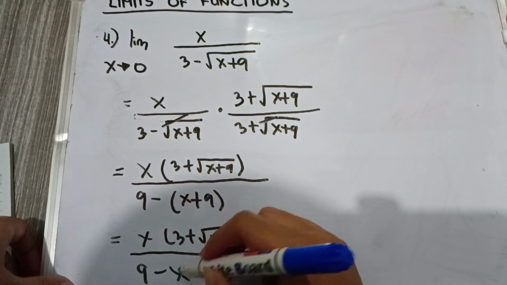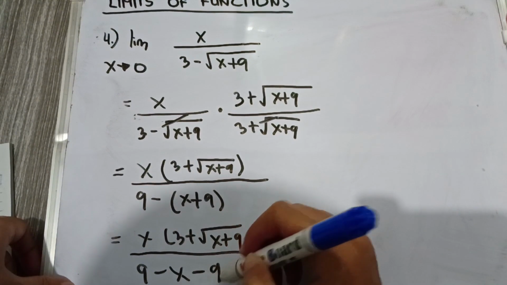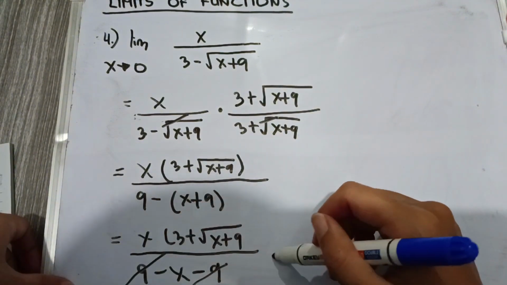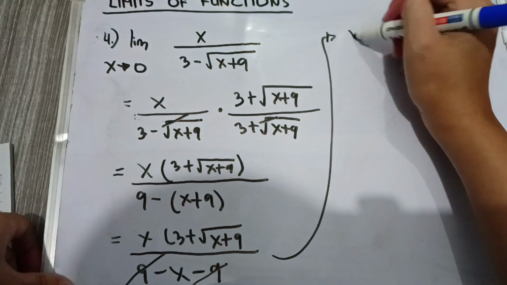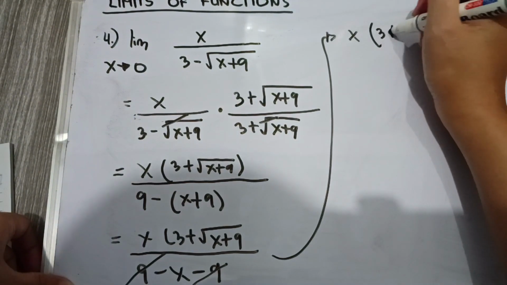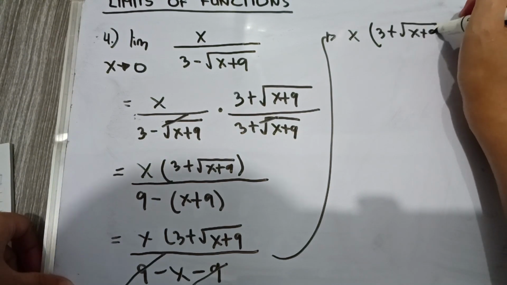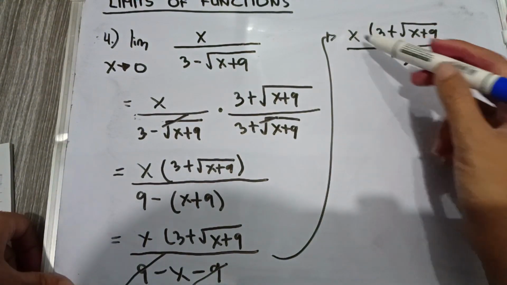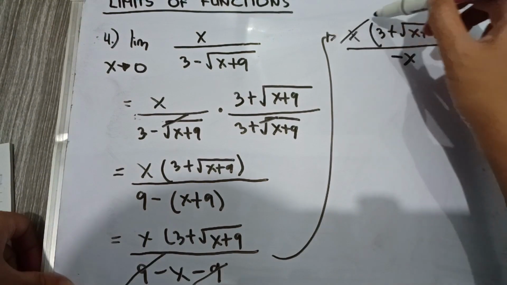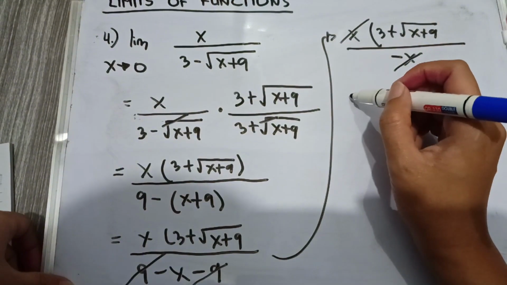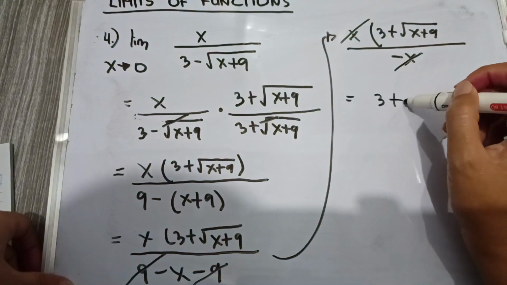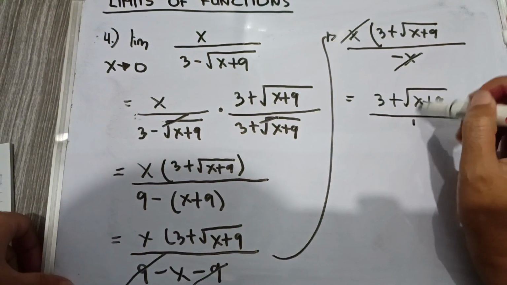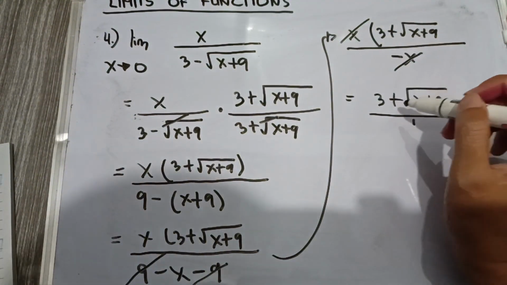Let's distribute the negative sign. Negative x and negative 9. We can cancel this, negative 9 and positive 9. So the remaining is x times 3 plus square root of x plus 9 all over negative x. We have the same value, so we can cancel that. And the answer is negative 3 plus square root of x plus 9 all over 1. Don't forget the 1 since it has a negative sign.